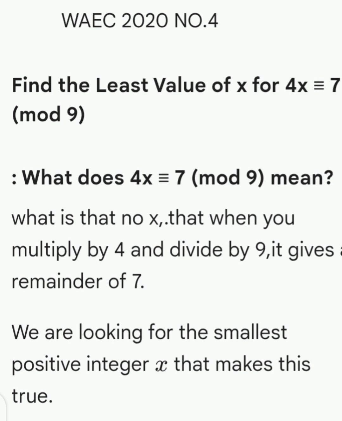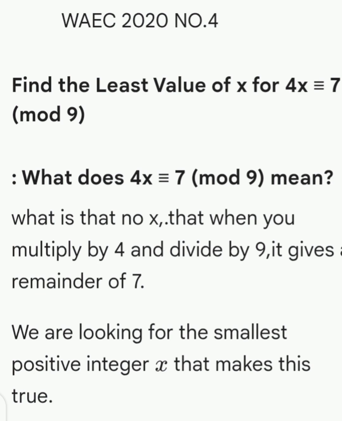Not at all. That whole equation is basically just asking you what's the smallest positive number you can use for x, so that when you multiply it by 4 and then divide that result by 9, which is our modulus, our cycle, you get a remainder of exactly 7. That's it. That's the whole question. It's kind of like clock arithmetic, right? The clock just has 9 hours on it. Precisely. And we're trying to land on 7.